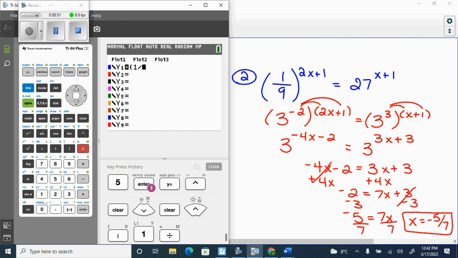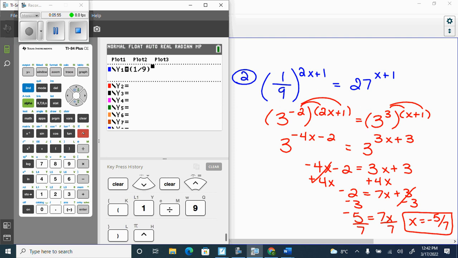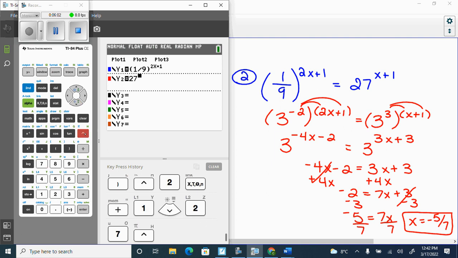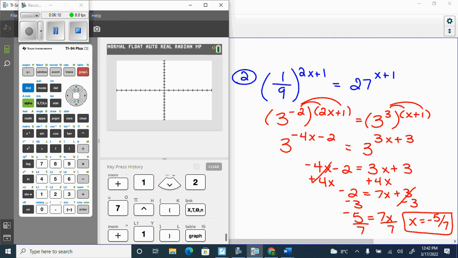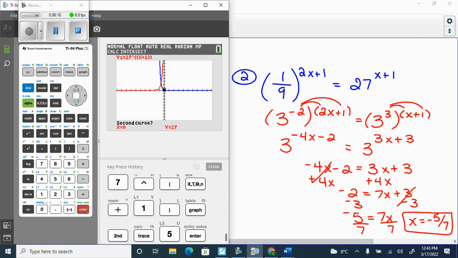Always in brackets. So 1 divided by 9, or alpha y equals, if you have the calculator like I do, 2x plus 1, 27 to the x plus 1. Now, if it was the older calculators, you have to put that exponent in brackets, right? Mine, I didn't need to. I just did. So I press graph. And then I go second trace 5, enter, enter, enter.